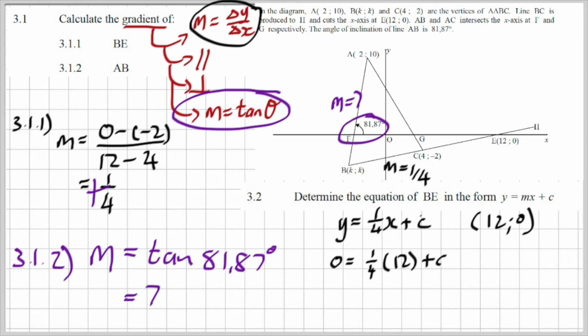Substitute it in and solve for c. So c is -3. Does that make sense? Well, yes, because it cuts on the negative y. Okay? It cuts on the negative y, so it does make sense for me. Now let's look at the next bit of information.